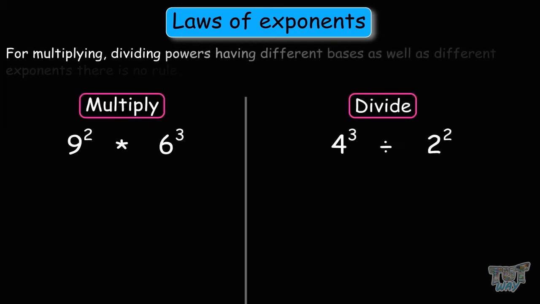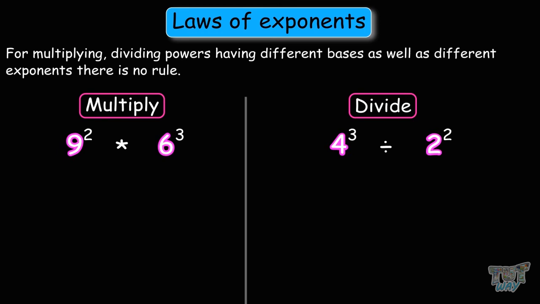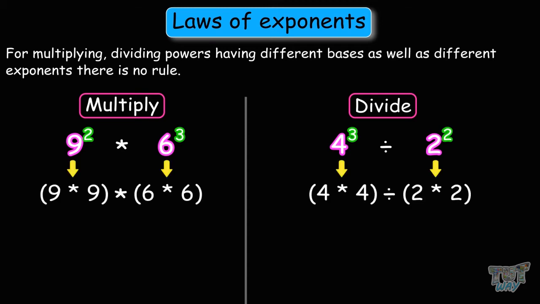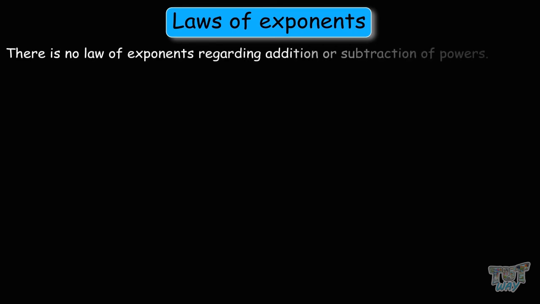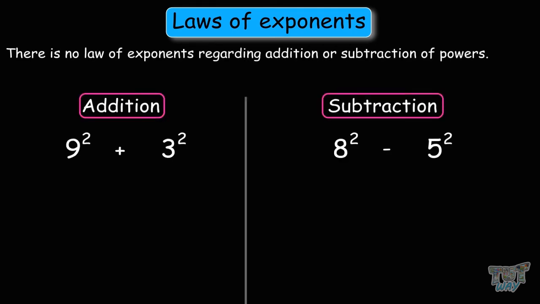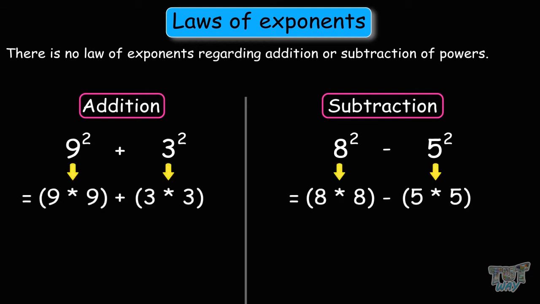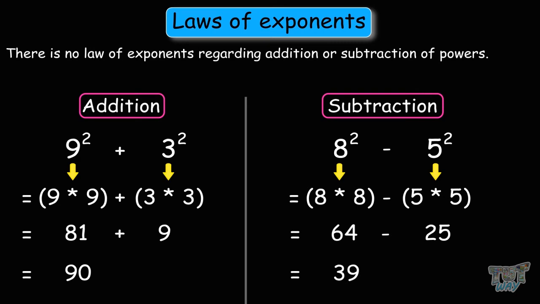And for multiplying or dividing powers that have different bases as well as different exponents, there is no rule. You just simplify the powers and then multiply or divide the results, whichever the question asks. Last one is that there is no law of exponents regarding the addition and subtraction of powers. For all addition and subtraction problems, you simplify the powers and do the addition or subtraction, whichever one is asked for.